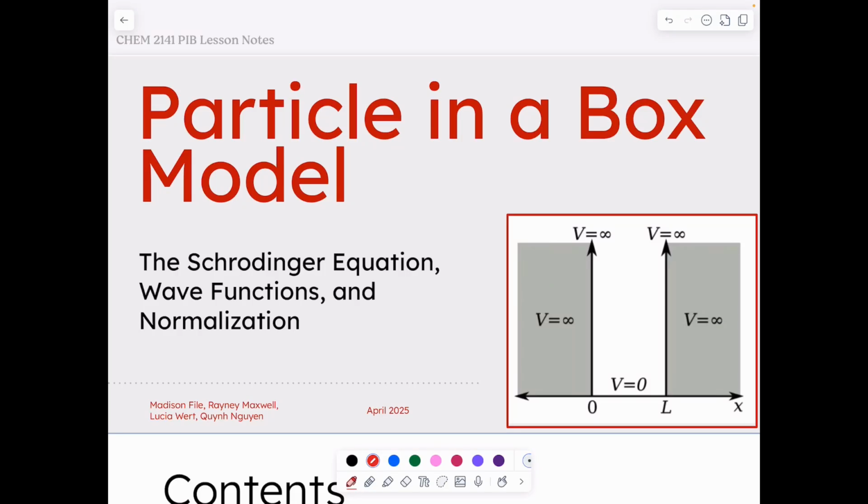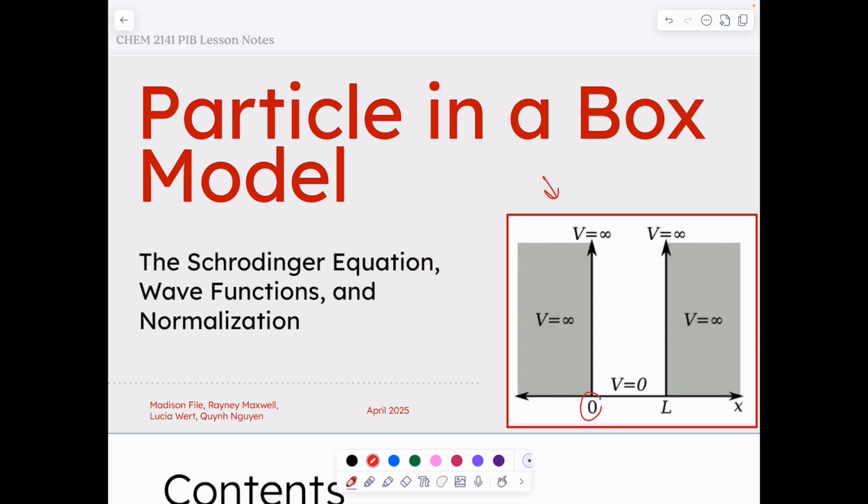Alrighty, so our group was assigned the particle in the box model. We're going to talk about the Schrodinger equation, wave functions, and normalization. You probably remember this graphic from the beginning of Unit 2. It's essentially outlining a particle in the box model.